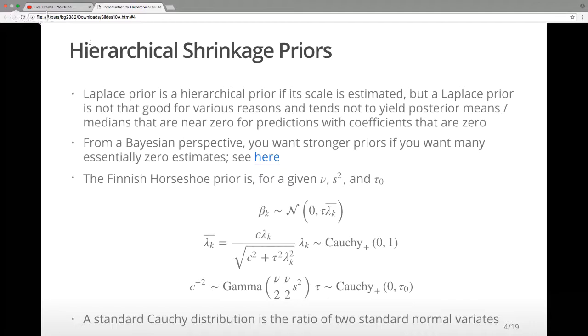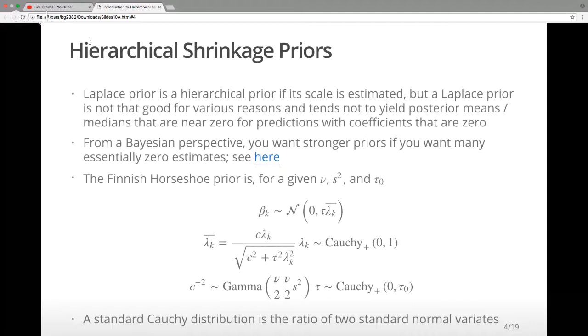But a Laplace prior is really not that good, and it tends not to yield posterior means and posterior medians that are close to zero, even if the real coefficient is pretty close to zero, when there's a lot of coefficients in the model. Now, lasso models get around this by not even finding the posterior mean or the posterior median, but just by finding the posterior mode, which may or may not be zero, and stopping there.